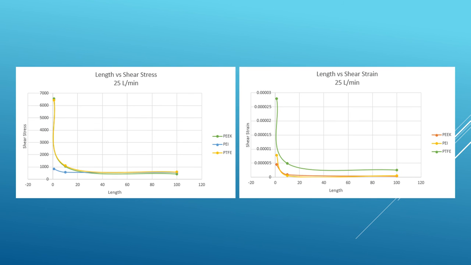When looking at the data gathered from the simulations run at 25 liters per minute, the shear stress graph is very similar to the one from the 5.6 liters per minute simulation, the only difference being that the material PEI had a different start than the other two materials. This could have been caused by human error while running the simulations. Also, looking at the graph on the right, where we can see shear strain, there is definitely a material that has higher strains than the rest. And again, because of such a large difference, this could also be due to human error while running the simulation.